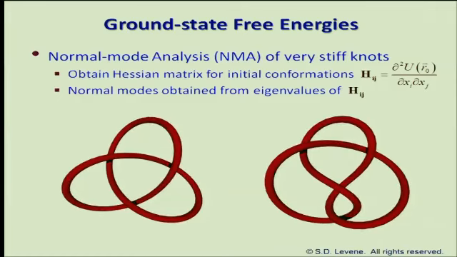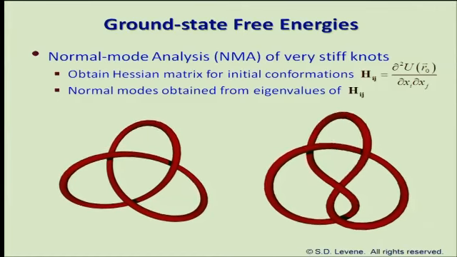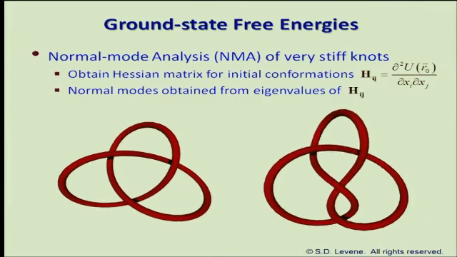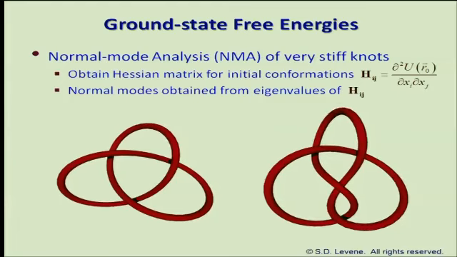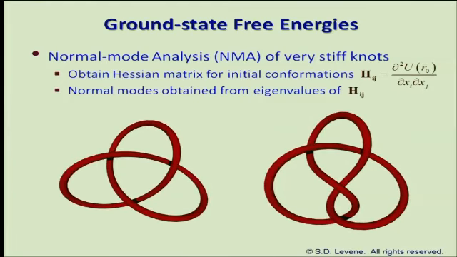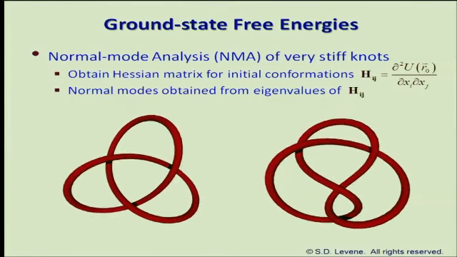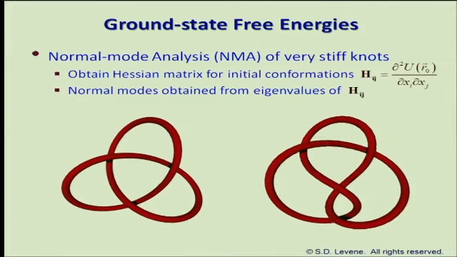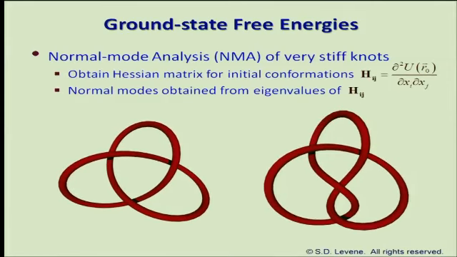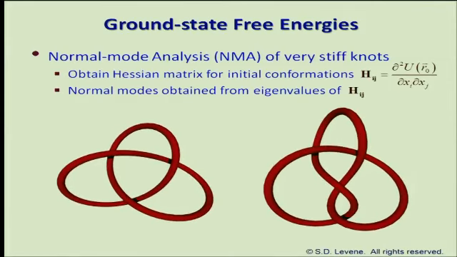Here are just the lowest frequency normal modes for the trefoil and for the figure 8 knot. The eigenvalues or eigenfrequencies we get from diagonalization of a Hessian matrix, which is basically the matrix of second derivatives of the potential energy.